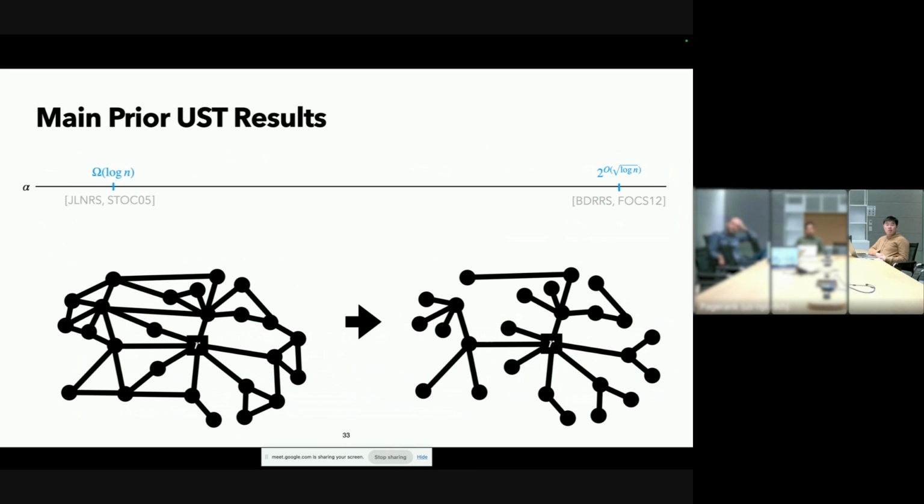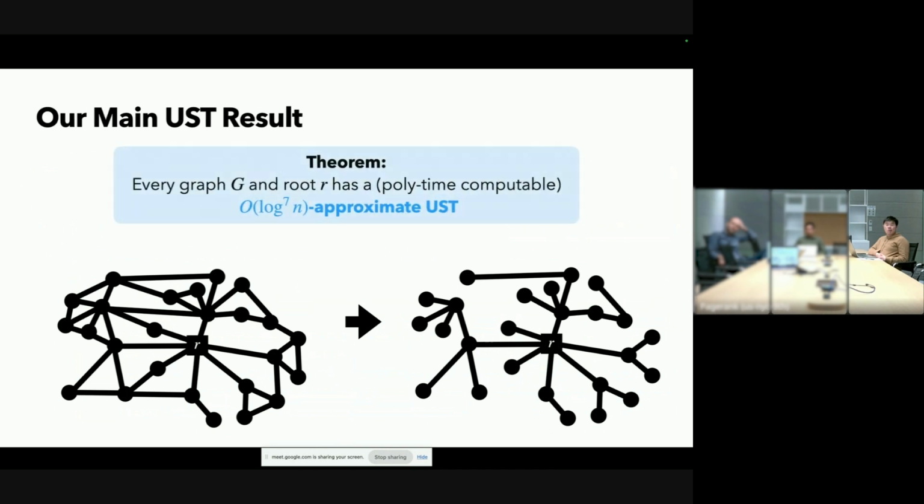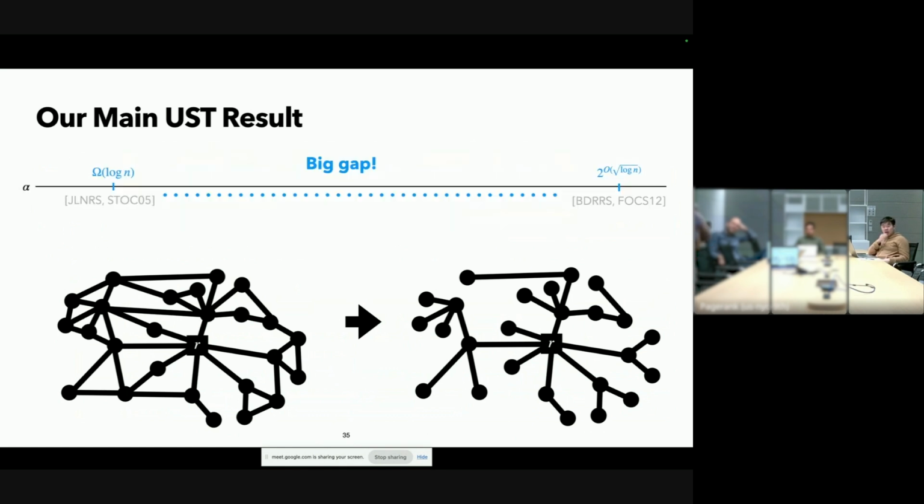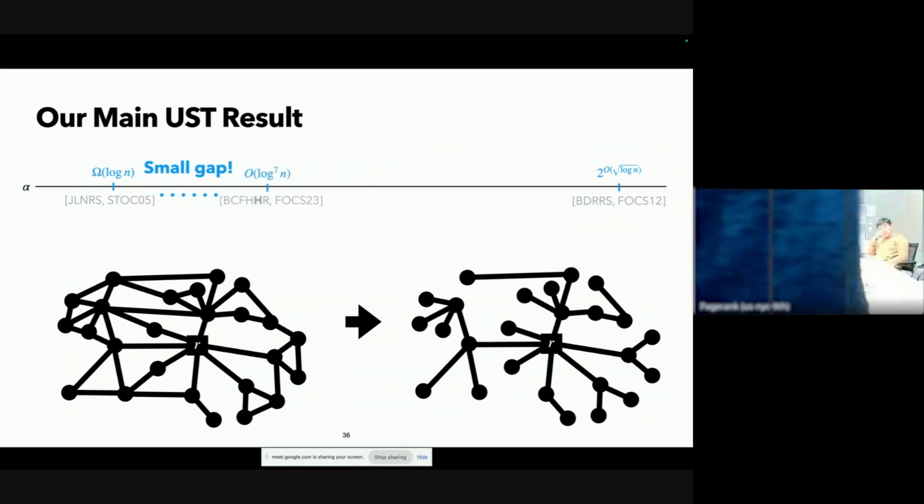Okay, so what did we do? Well, we closed this big gap. In particular, we showed that there always exists, given some root vertex R, some efficiently computable universal Steiner tree with an approximation factor of log to the 7. Returning to the picture, the right answer for universal Steiner trees is somewhere in this much smaller polylogarithmic gap.